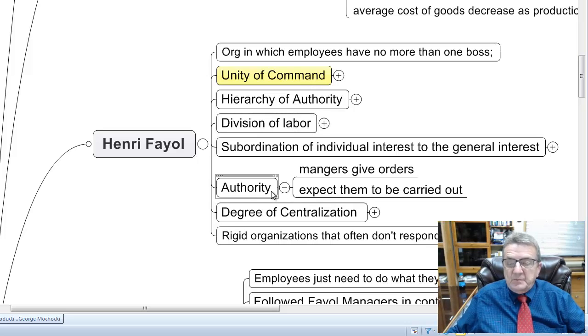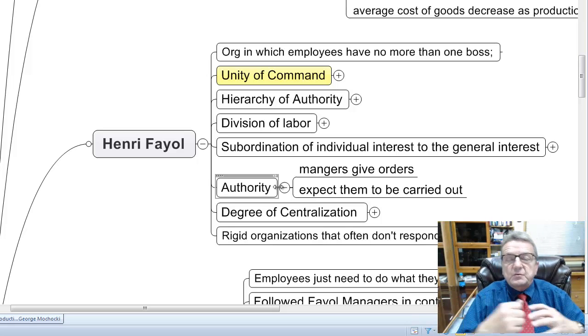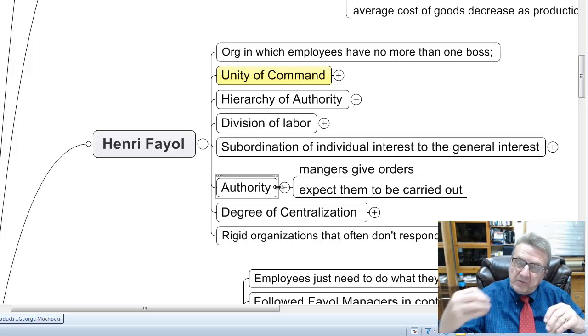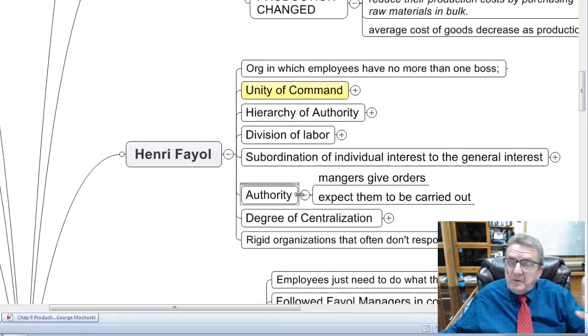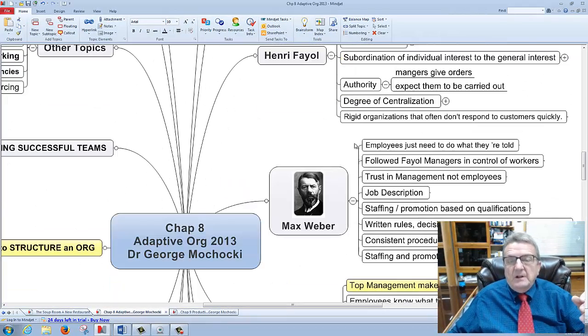Okay, division of labor we talked about. Authority means as a management, I still have to follow the laws of the country or the host country I'm working with, the union, and the contractual agreements I have, but I have the authority to tell my workforce what to do, and they have to carry it out, because that's what I'm paying them for. And we'll talk about decentralization and centralization.